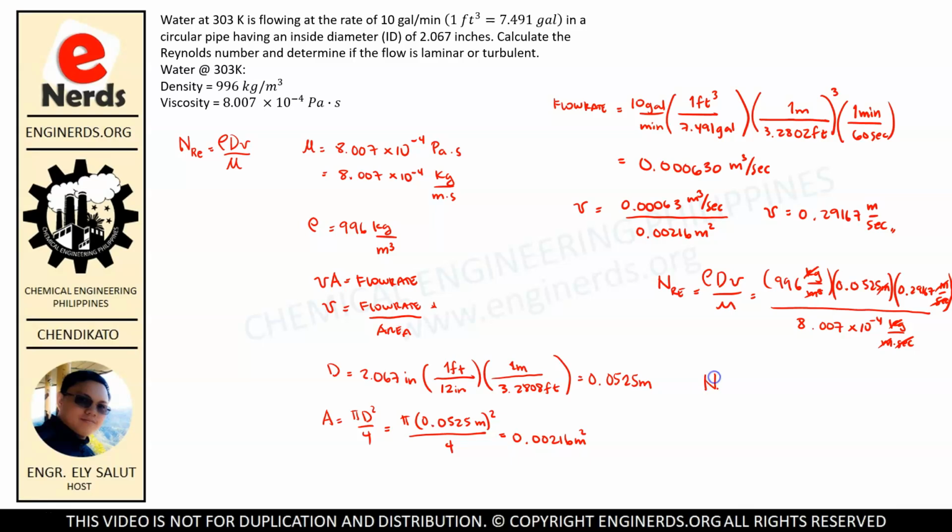So, from here, if we calculate this value, 996 times 0.0525 times 0.29167 divided by 8.007 times 10 to the negative 4 is equal to 19,047.6. This is our final answer for the Reynolds number. Therefore, since this is greater than 4,000, our flow is turbulent.